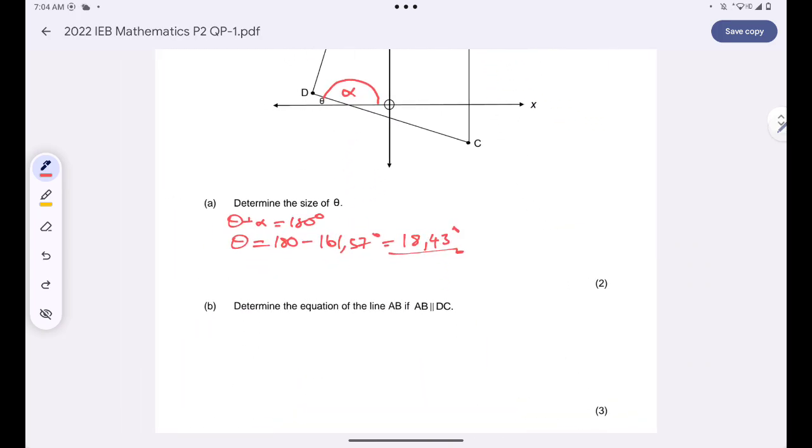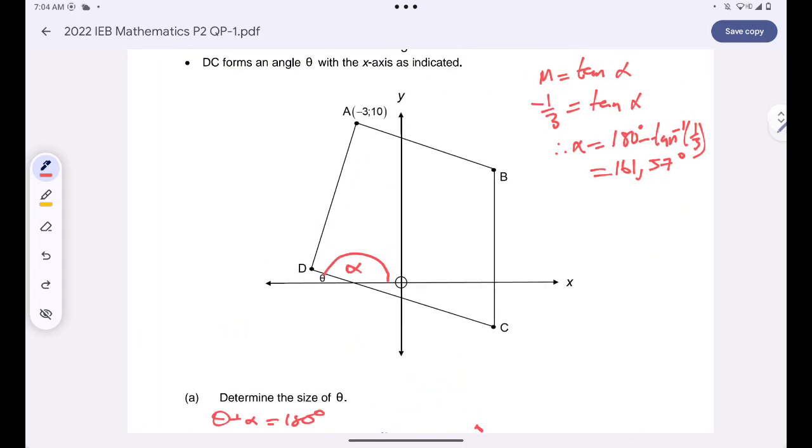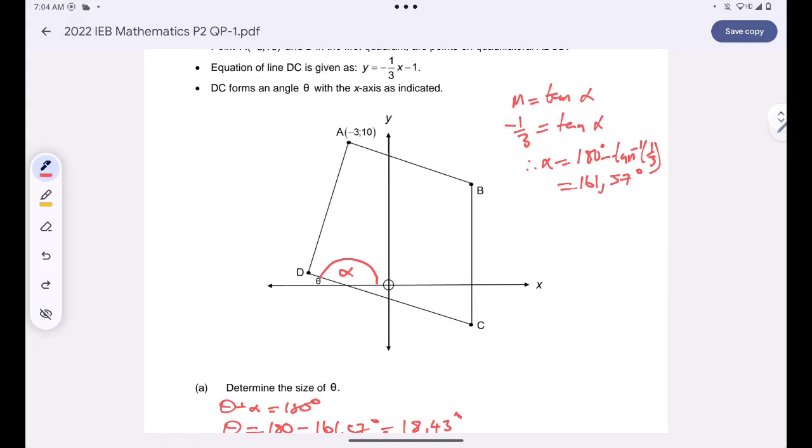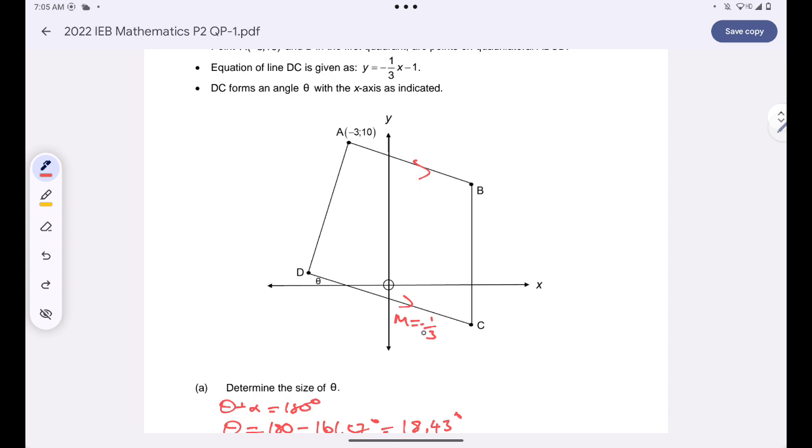Okay. Determine the equation of line AB if AB and DC are parallel. If you have parallel lines, please remember that those two lines will have the same gradient. We are told that these two lines are parallel. It simply means that if the gradient here is negative 1 over 3, the gradient over here will also be equal to negative 1 over 3.